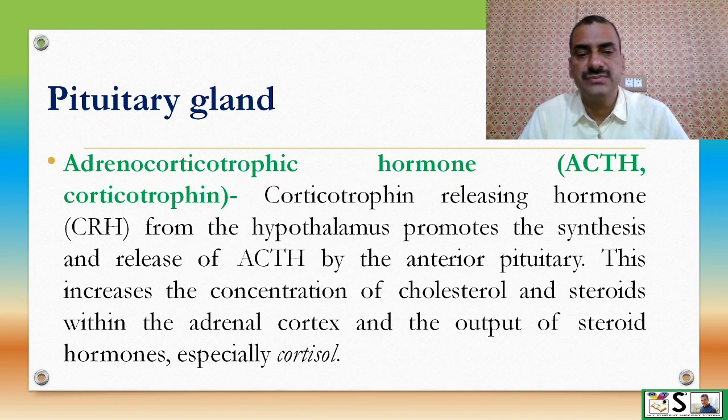Next hormone is ACTH, adrenocorticotropic hormone or corticotropin. Corticotropin releasing hormone or CRH from the hypothalamus promotes the synthesis and release of ACTH by the anterior pituitary. This increases the concentration of cholesterol and steroids within the adrenal cortex and the output of steroid hormones, especially cortisol.